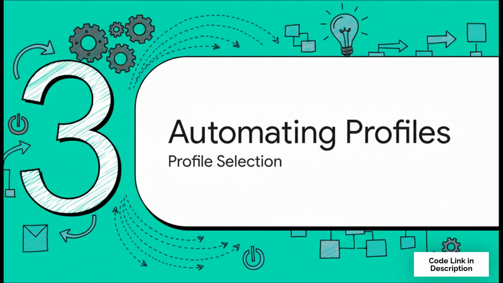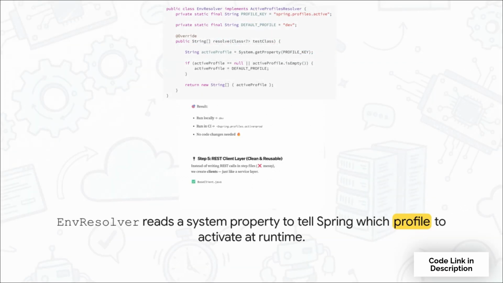Having the config files is one half of the solution. But now we need a smart way to automatically tell Spring which config file to use at runtime. This is where automated profile selection comes into play. And here it is, the brain of our whole operation, the EnvResolver class. This class implements a special Spring interface called ActiveProfilesResolver. Its one and only job is to figure out which profile to use before a test even starts.